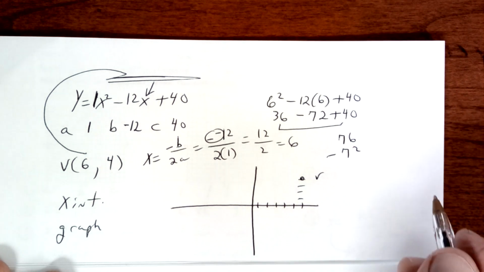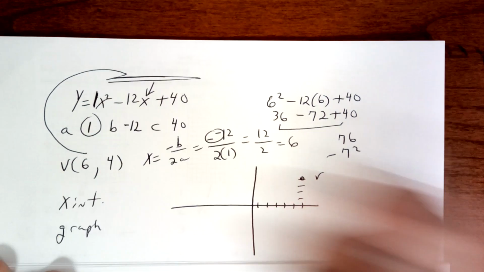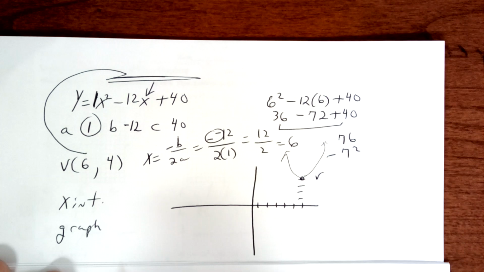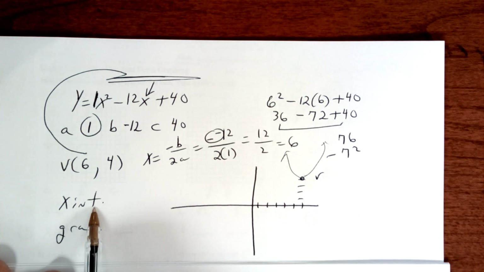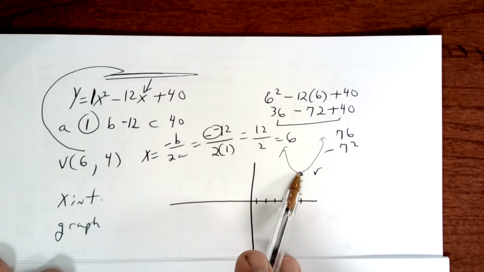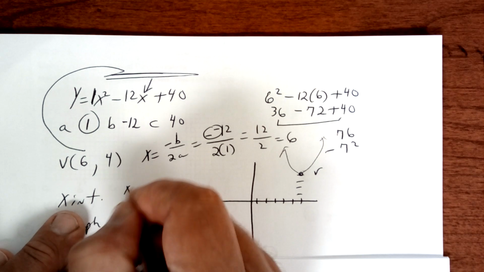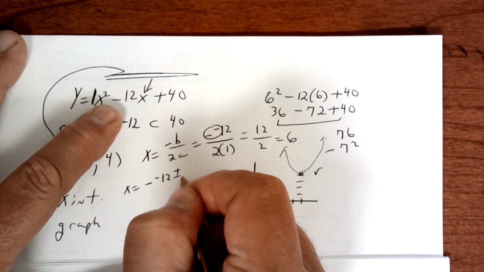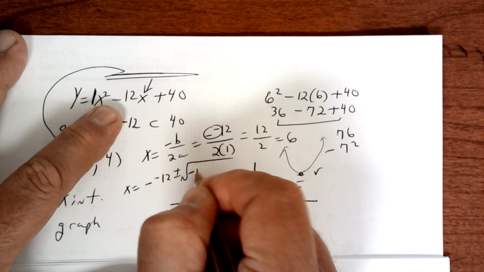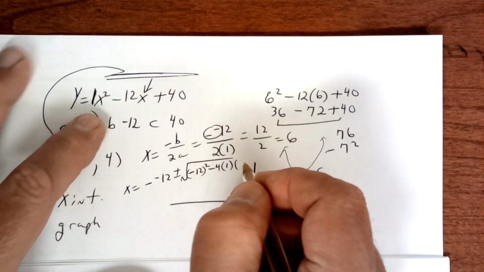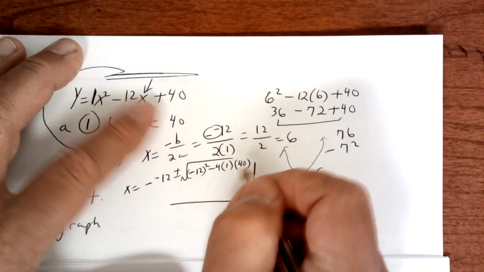Okay? Since A is positive, this one's going to go up. Now we don't know exactly how wide it is, so we're going to find the x-intercepts. Actually this one probably will have no x-intercepts because it's going up and the vertex is up here. But let's try it. So x equals negative b plus or minus the square root of b squared minus 4 times a times c, all divided by 2 times a.